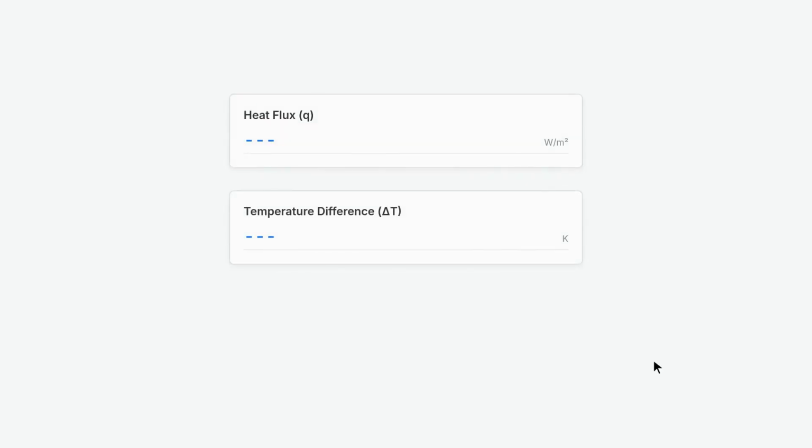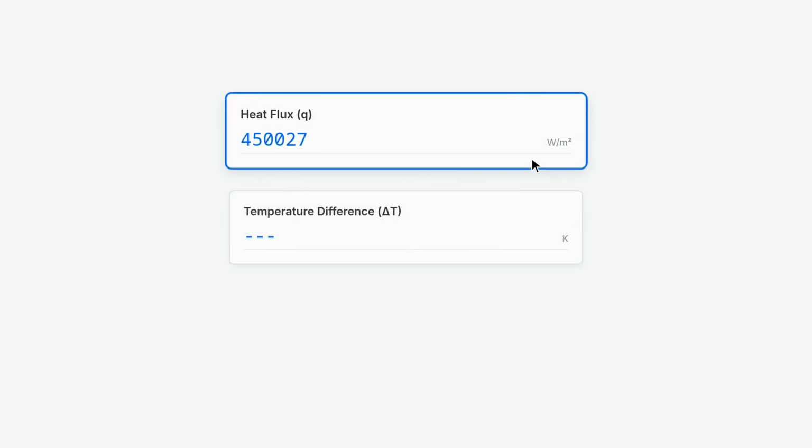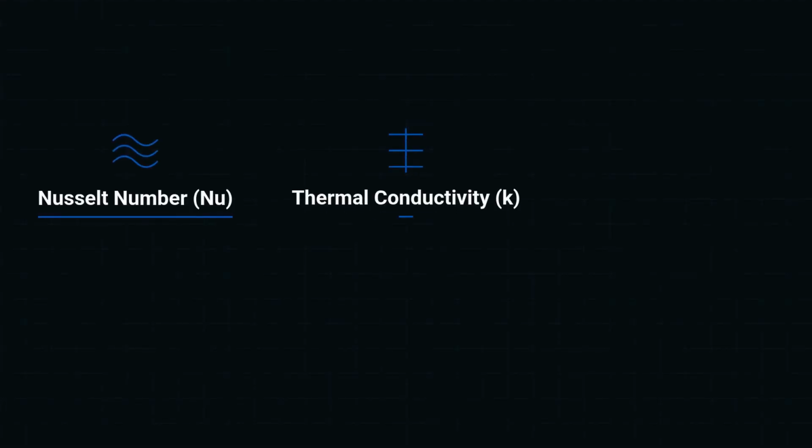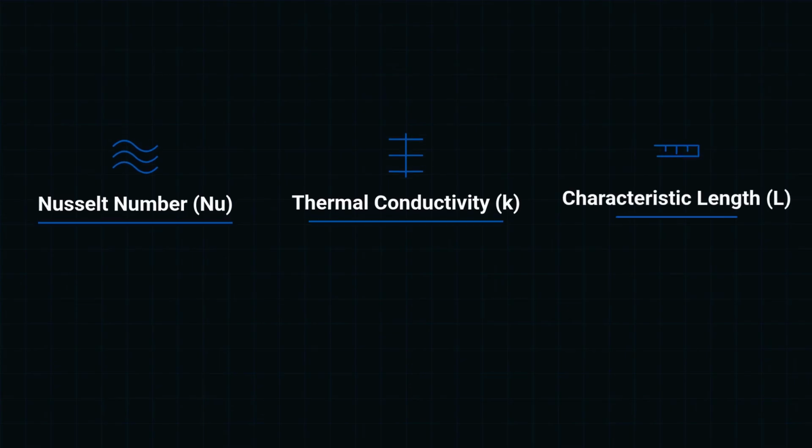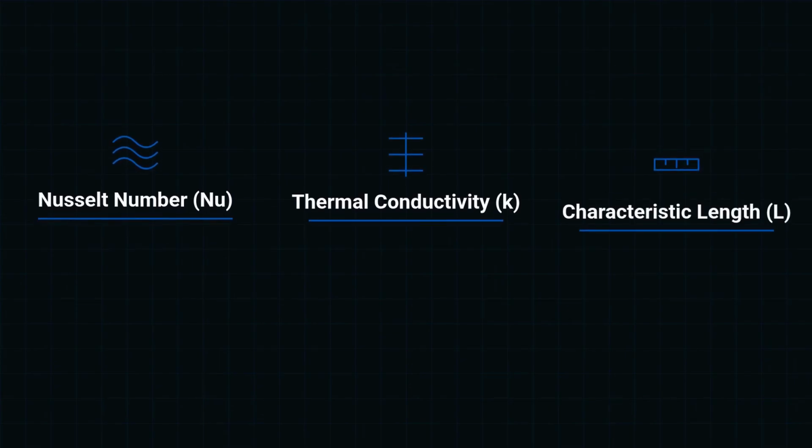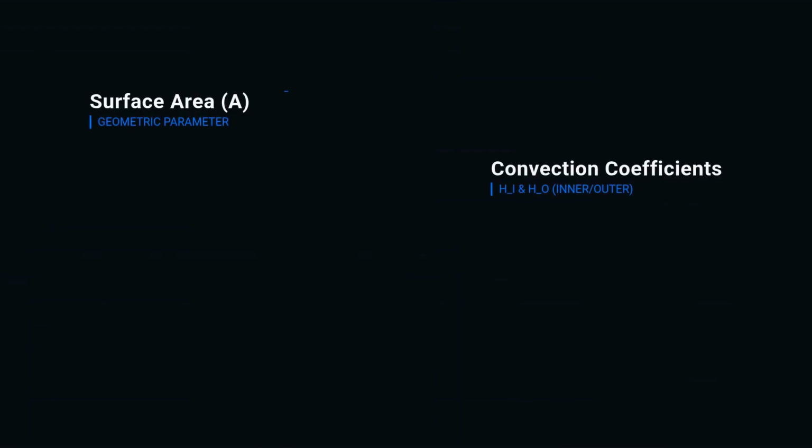For this mode, enter heat flux Q in watts per square meter and temperature difference delta T in Kelvin. Additional input fields appear for other calculation modes, including Nusselt number, thermal conductivity K, characteristic length L, surface area A, inner and outer convection coefficients, wall thickness, and wall thermal conductivity.